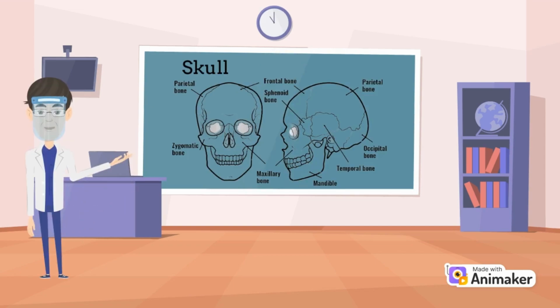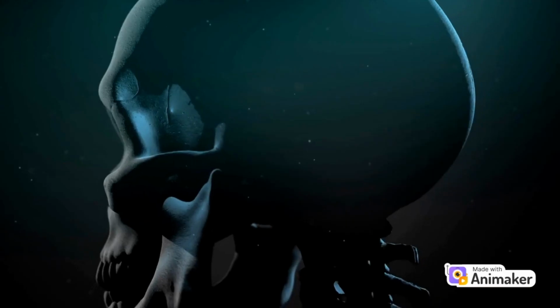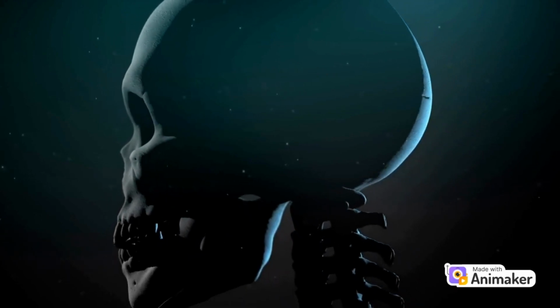The skull is composed of 8 different bones. There are 4 major sutures that connect the bones of the cranium together, which are the frontal, the sagittal, the lambdoid, and the squamous.